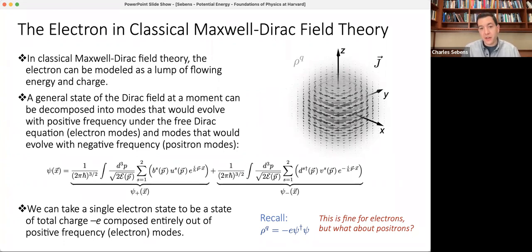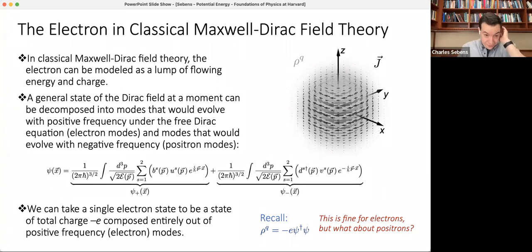So here's a picture of a Z spin up electron and what its charge is doing. Its charge is flowing and the current is shown with these little arrows. So the charge distribution is the gray cloud. The current density is the arrows. Okay. So that's kind of what you have at the level of classical field theory if you're using classical Maxwell-Dirac field theory to model the electron. But it seems like you're going to get self-repulsion then. What exactly is a model of a single electron in Maxwell-Dirac field theory?